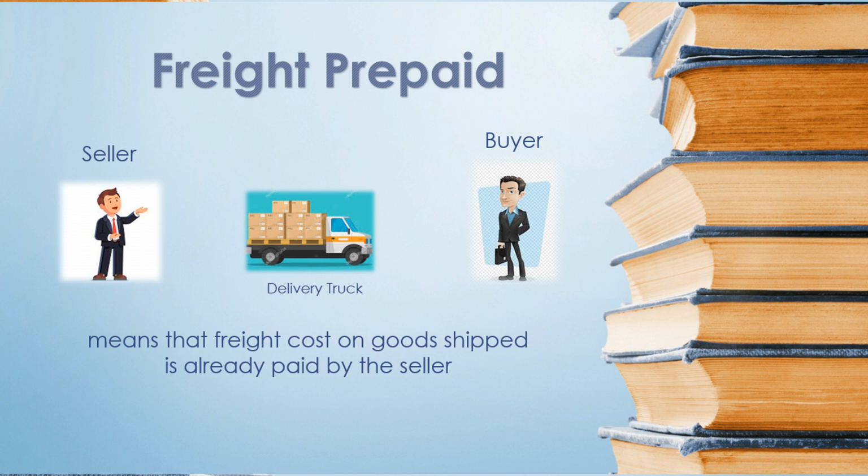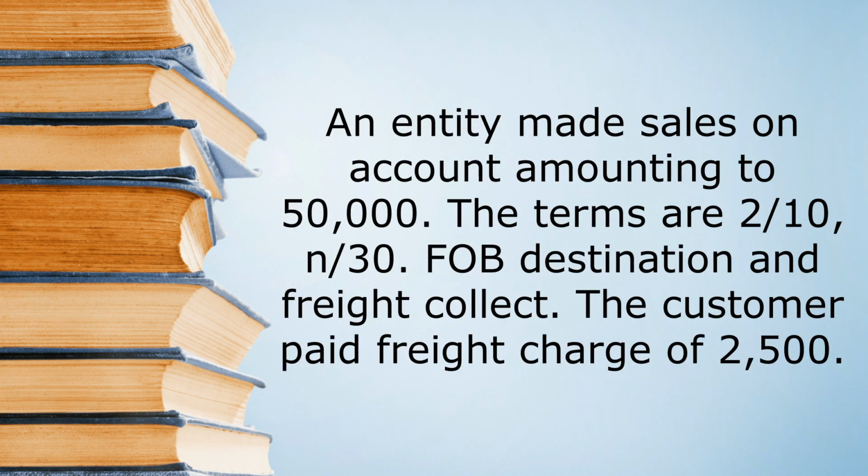So for you to understand more on what I'm trying to explain, let me give you an example. An entity made sales on account amounting to 50,000. The terms are 2/10, n/30, FOB destination and freight collect. The customer paid freight charge of 2,500.